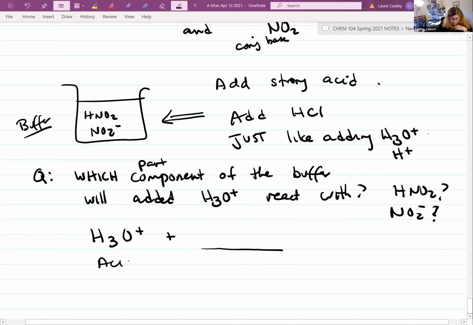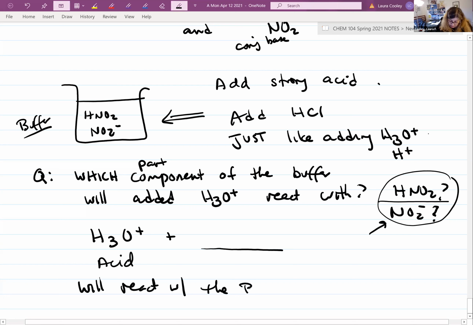Remember, this is an acid. So what do acids react with? Bases? That's right. Which of these is a base? It's not a trick question. Which is an acid? It's the one with the H, right? It's the weak acid, HNO2. That's the acid. So this is the base, its conjugate base. So H3O plus will react with the base, which is NO2 minus.